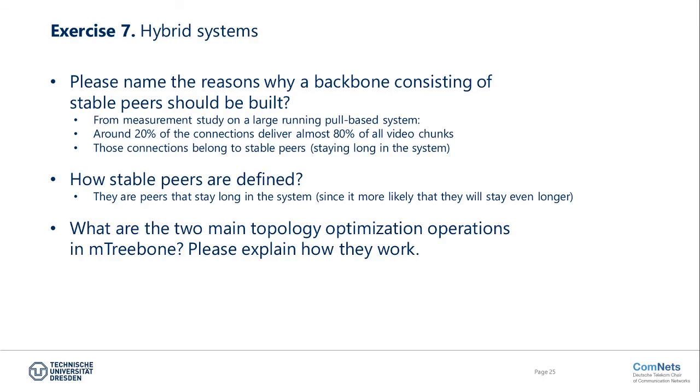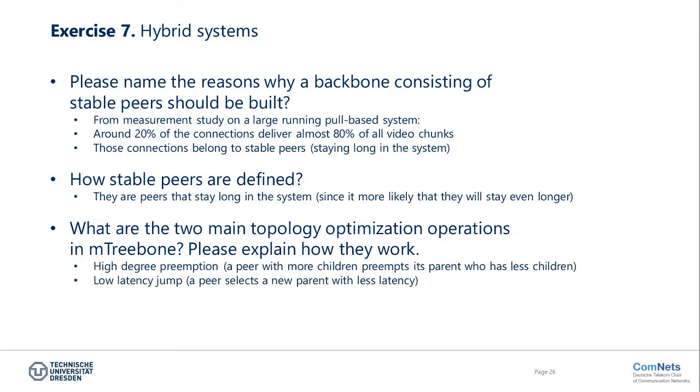Now, the last question. What are the two main optimization operations in mTreebone, one exemplary hybrid system? So we have two operations. The first one is high degree preemption. It means that a peer with more children will preempt its own parent, so take the position of its own parent who has fewer children.